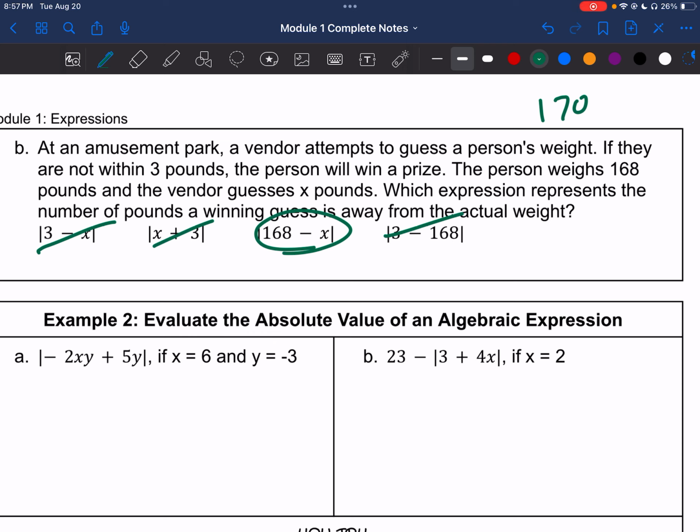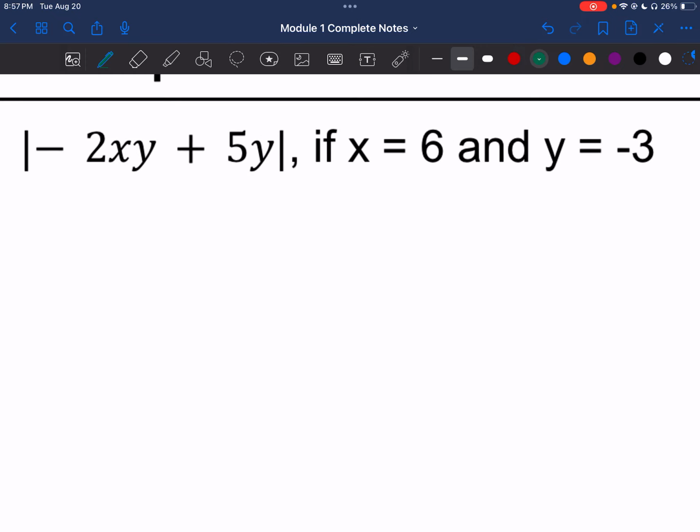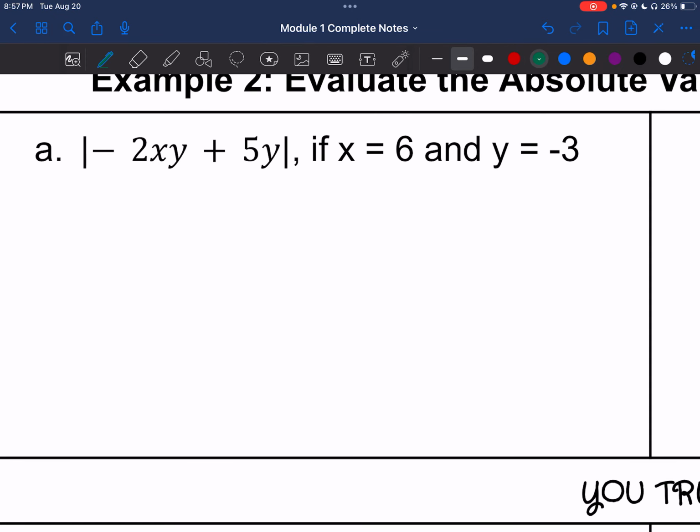Okay. Now we're going to move on to example 2, which is evaluating the absolute value of an algebraic expression. So before I said we could find the absolute value of a number, but we can also find the absolute value of expressions. So we have a whole bunch of things going on at the same time. We are going to substitute two values in and then take the absolute value of it. So let's start off by doing our substitution.